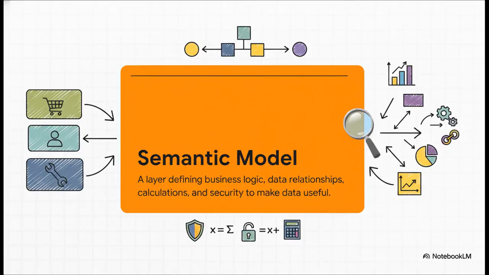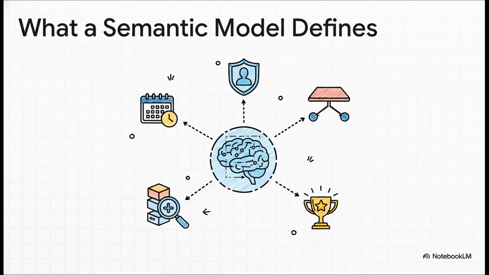The best way to think about a semantic model is as a translator. It takes all your raw data tables, your sales, your customers, your products, and it organizes them into a logical structure that actually mirrors how your business works. It's the layer that defines all the relationships, all the calculations, all the security, turning those raw numbers into something that's actually meaningful.